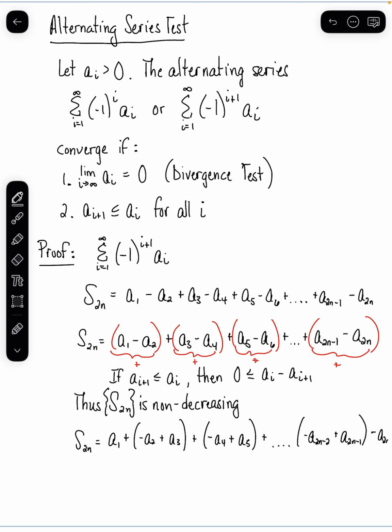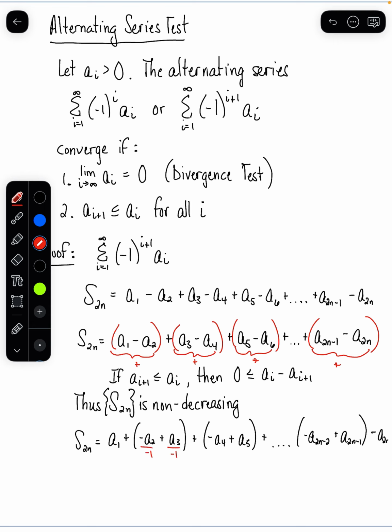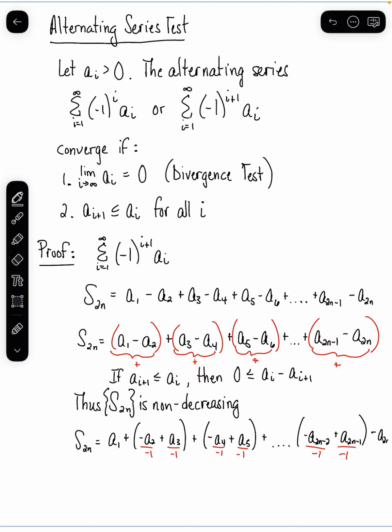Now, with each pair set up like this, I can then factor a negative 1 out of each pair, and rewrite this in a creative way. S sub 2n is equal to a sub 1 minus positive a sub 2 minus a sub 3 minus positive a sub 4 minus a sub 5, etc.